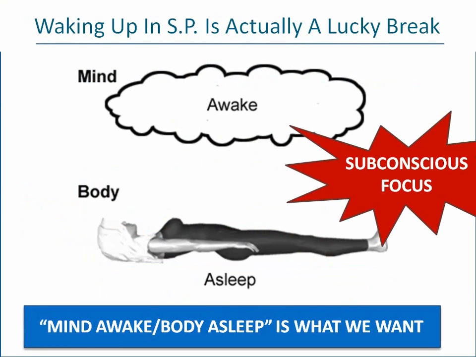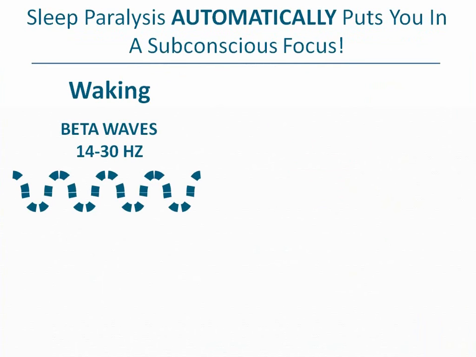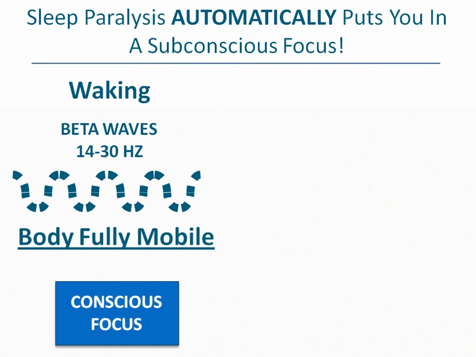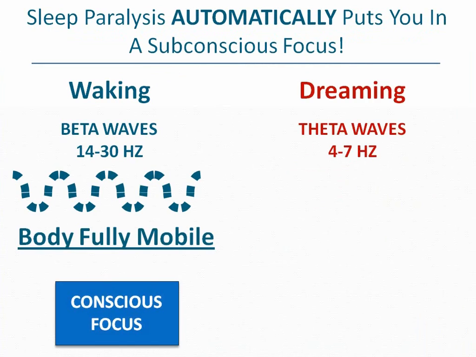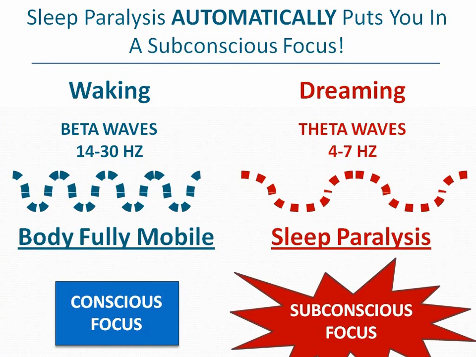The whole trick to lucid dreaming is to enter a subconscious focus without losing awareness. Here's how sleep paralysis does this for you. When you're awake, your brain is in what's called a beta state. Beta means your dominant electrical brain waves are oscillating at around 14 to 30 cycles per second. When you enter sleep paralysis, your body automatically puts itself in dream mode, which is called a theta state. Theta is slower than beta and is around 4 to 7 cycles per second.